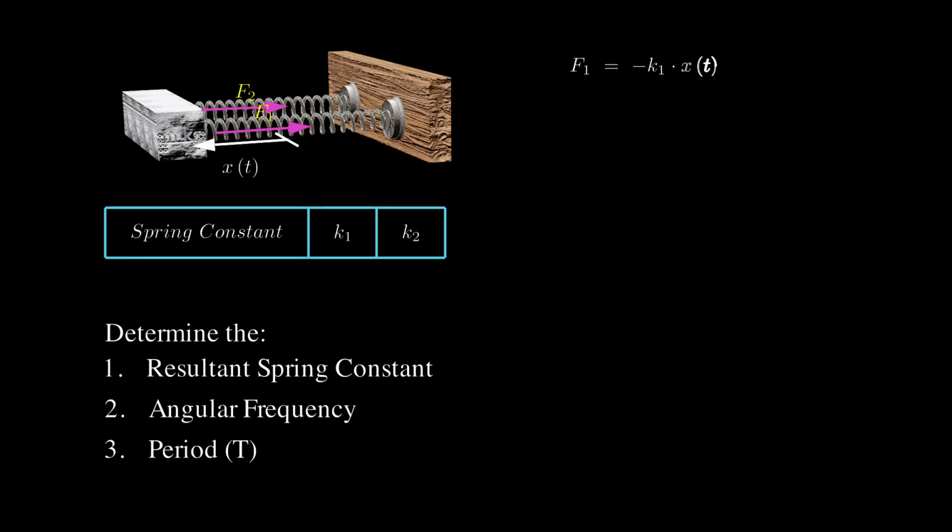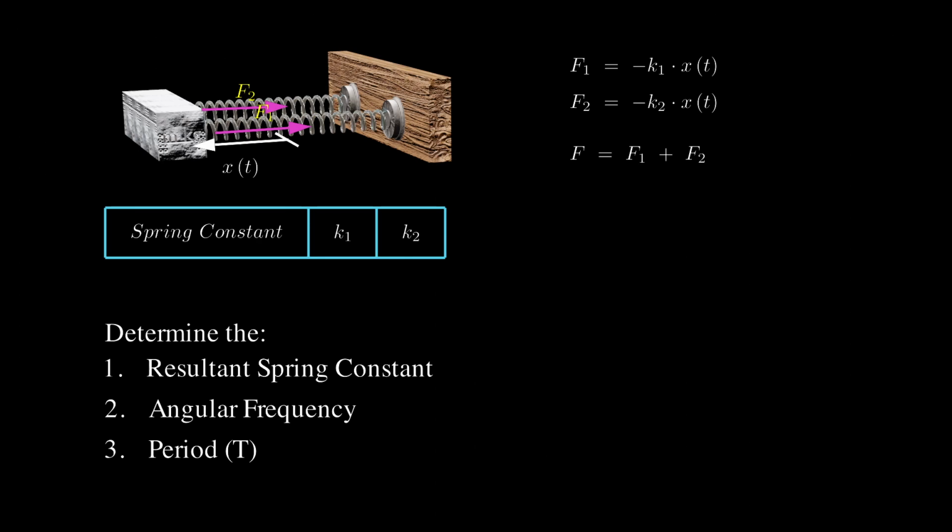Firstly, we apply Hooke's law individually to each of the springs, considering the displacement as x at time t from the equilibrium position. It's important to note that this displacement is identical for both springs. Now, if we represent the net force acting on the mass as F, we can express F in terms of the specific restoring forces F1 and F2 associated with each spring. This relationship is shown on the screen.